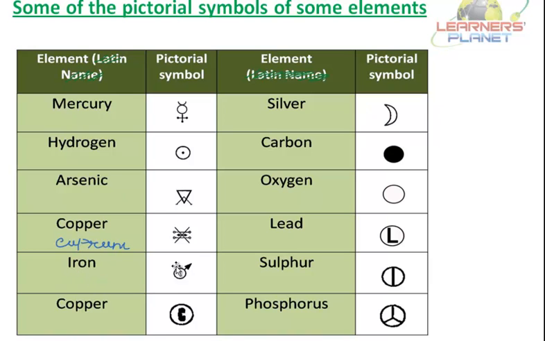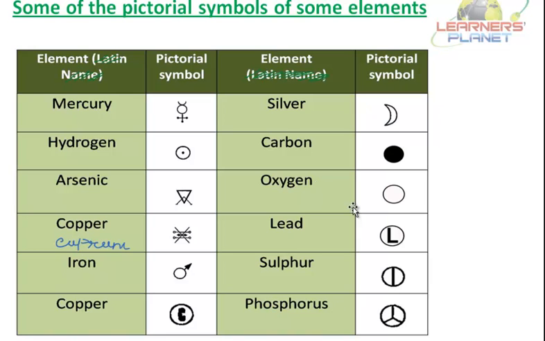Likewise, iron was represented by this symbol. Copper had two symbols, 1 and 2, the pictorial symbols. Likewise, silver, the pictorial symbol was this. Carbon, the pictorial symbol was a simple dot. Oxygen, the pictorial symbol was this. Lead, the pictorial symbol was this. Sulfur, the pictorial symbol was this. And phosphorus, the pictorial symbol was this.